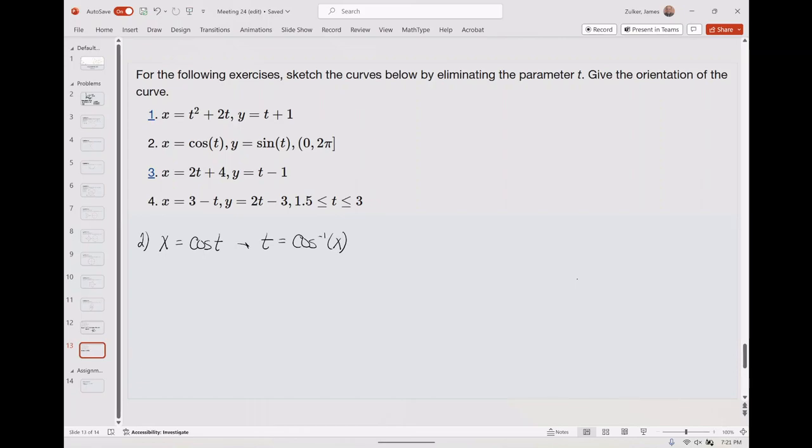t would be, again, not quite the inverse cosine of x, because that's only going to give me half of my domain for t. Let's just continue on and see what happens. Plug it in, y is going to be sine of the inverse cosine.